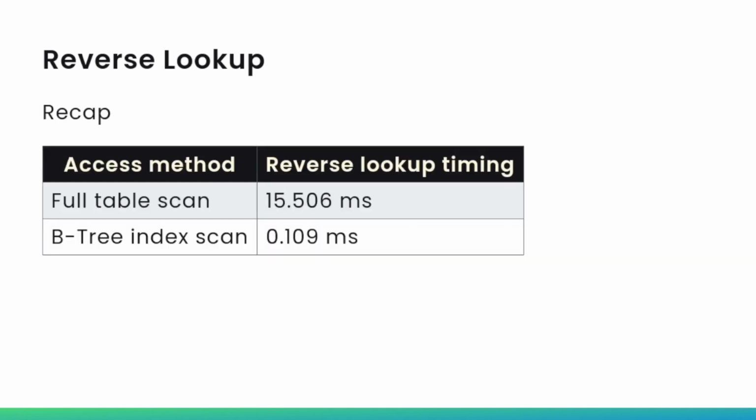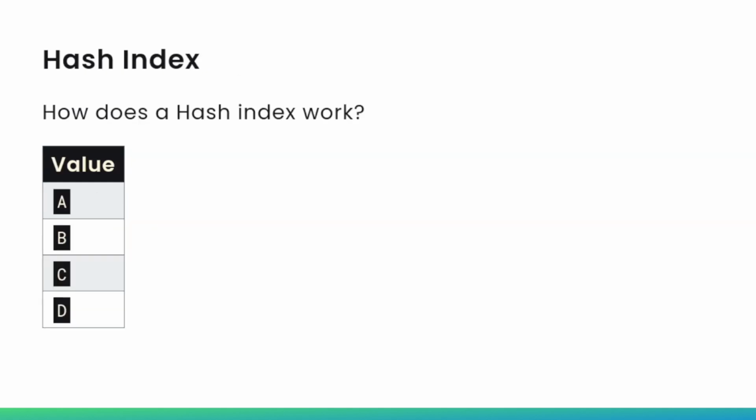So the full table scan was 15 milliseconds for the reverse lookup, and using the B-tree index on the URL column, we were able to get this down to almost 1/10 of a millisecond, okay? That's pretty grand, right? I know it's great, but bear with me. Let's take a short break and see how a hash index works in Postgres.